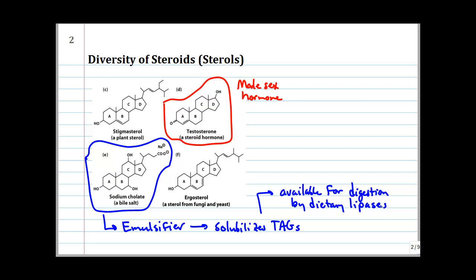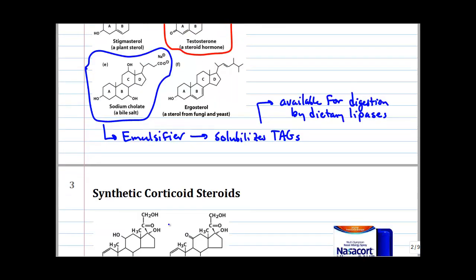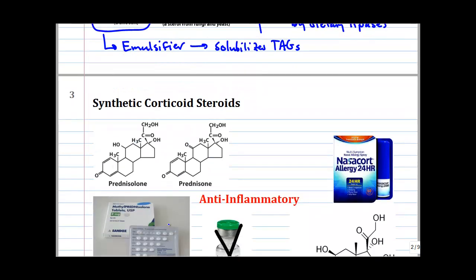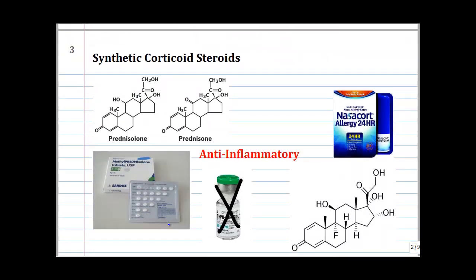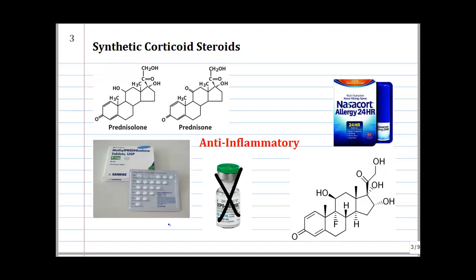All right, let's keep rolling here. There are some other steroids that are very important in our life. These are synthetic. These have been man-made. These do not occur naturally. Two of them are called prednisolone, and one is called prednisone. If you've ever gone to the doctor with severe congestion, then you may have been prescribed a steroid pack. And this is what we have here.